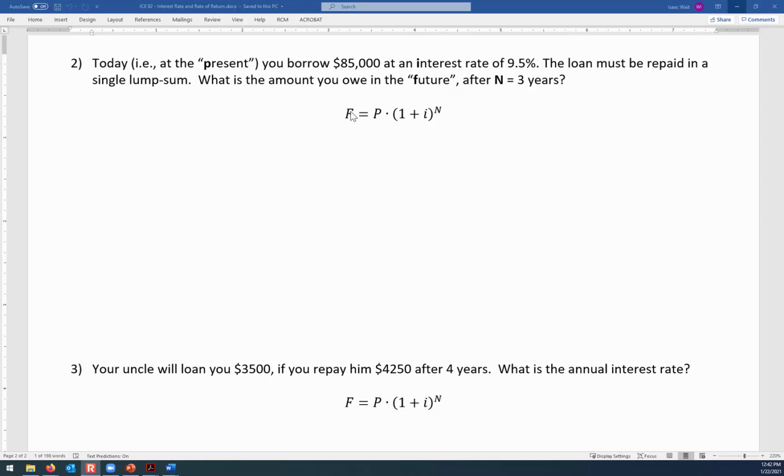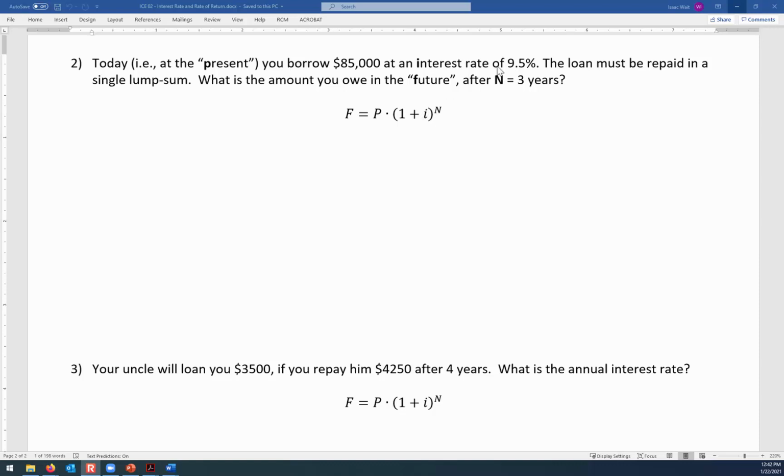This formula is meant to relate the present amount of money to what will be in the future after interest has been applied. So you borrow $85,000 now. That means P is $85,000. The interest rate is 9.5%. And so you need to change that into decimal form in order to use this formula correctly.